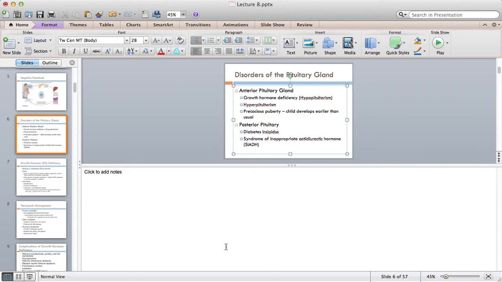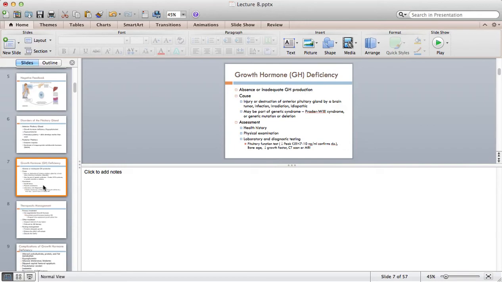The other side would be the posterior pituitary gland, which would result in diabetes insipidus, or when there is inappropriate secretion of antidiuretic hormone. So these disorders we will look at in the disorders of the pituitary gland. So the first one would be the growth hormone. And this is when there is absence or inadequate secretion of growth hormone production.